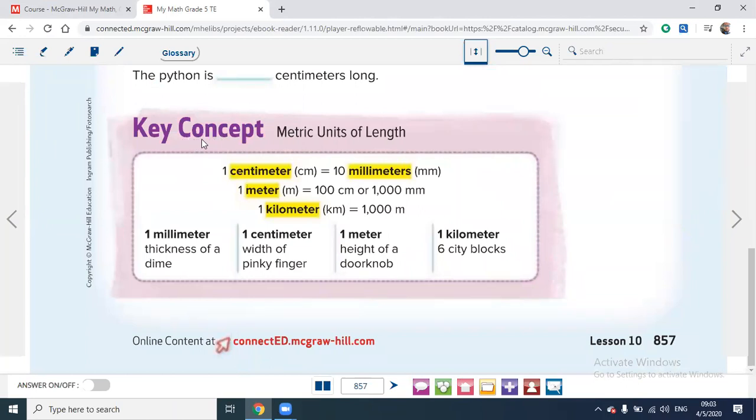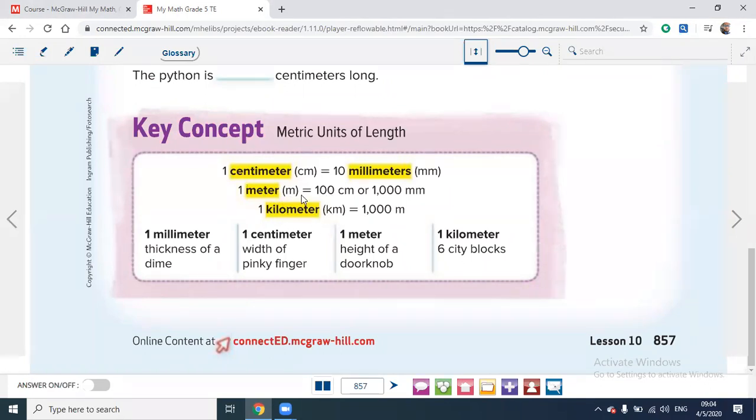To measure it, we use units, as you see here at the bottom of the page: centimeter, millimeter, meter, and kilometer. I have 4 units. There are millimeters, mm, centimeter, cm, meter, m, kilometer, km.